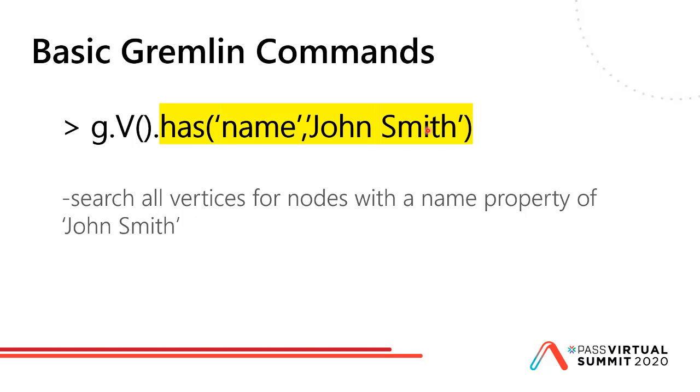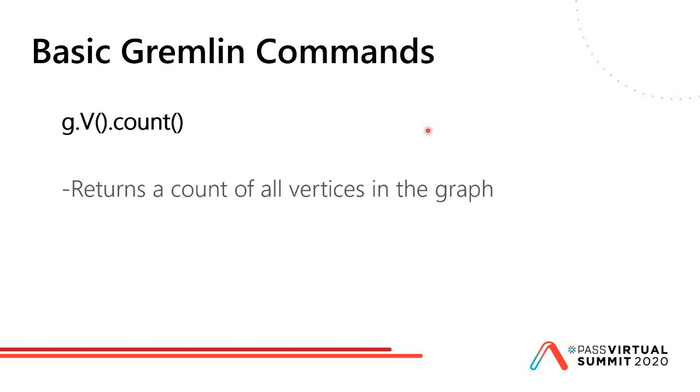Next thing we might want to do is try to get an understanding of how many nodes we have in our graph. So for that we have the count function. In this example we're going to return all nodes within the graph and we're going to count them. This will return an integer. But sometimes we want to be slightly more selective. Counting all nodes might not be all that useful.